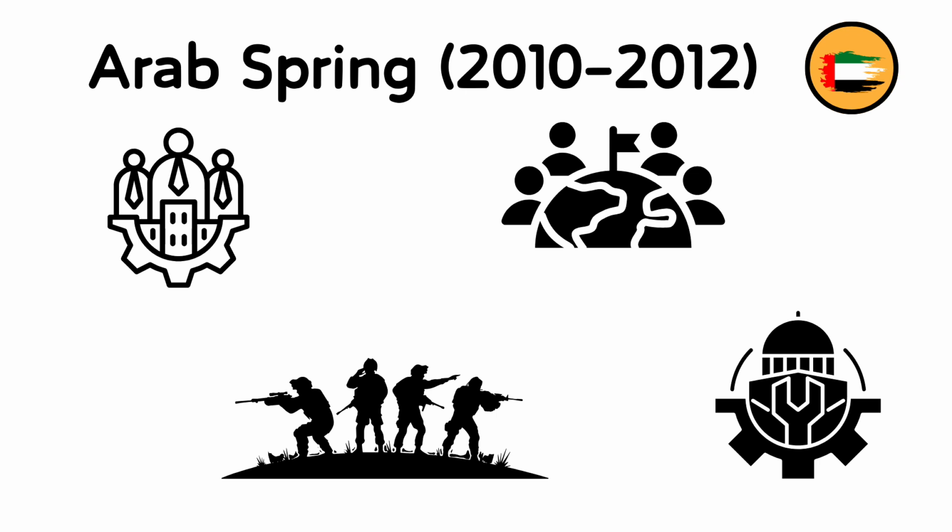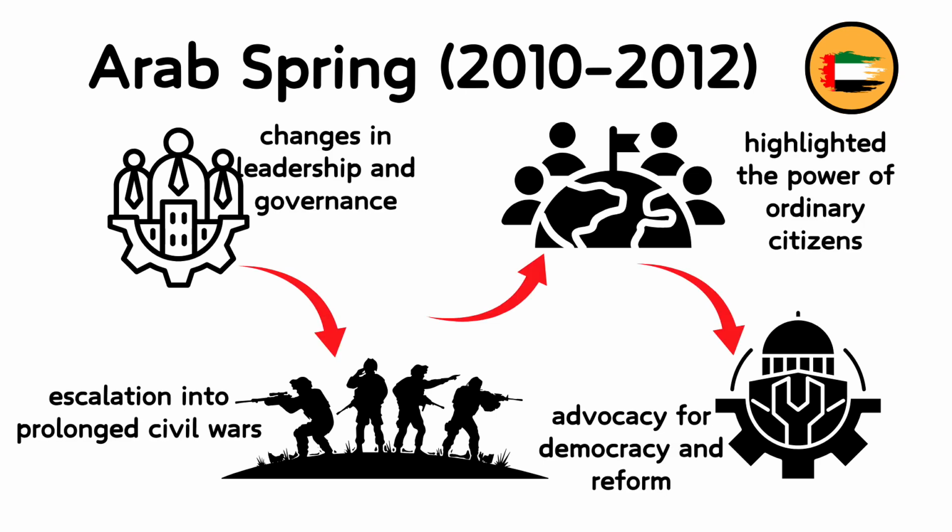These protests spread to Egypt, Libya, Syria, Yemen, and other Arab countries, leading to significant changes in leadership and governance in some, while in others, such as Syria, it escalated into prolonged civil wars. The Arab Spring highlighted the power of ordinary citizens in advocating for democracy and reform, although the long-term outcomes varied significantly across different countries.